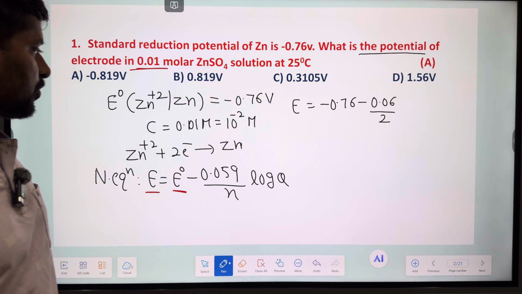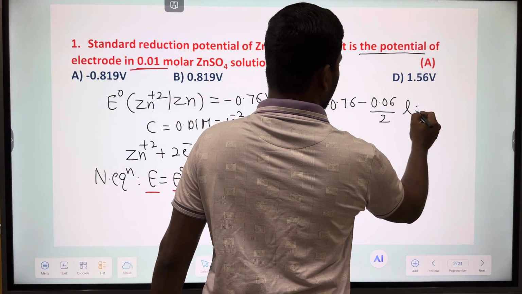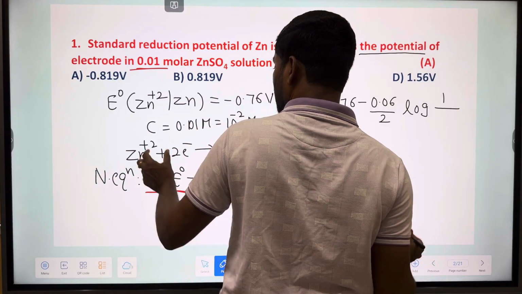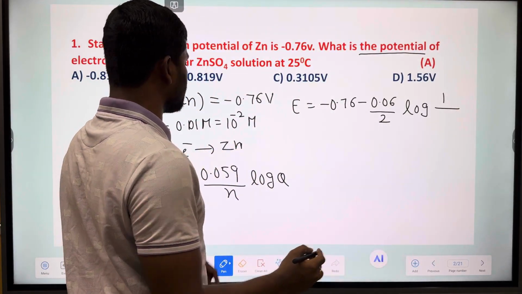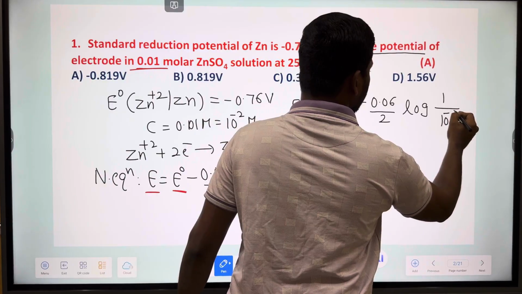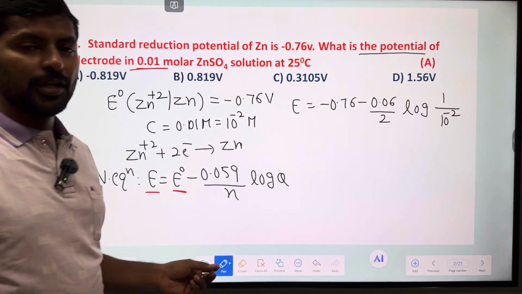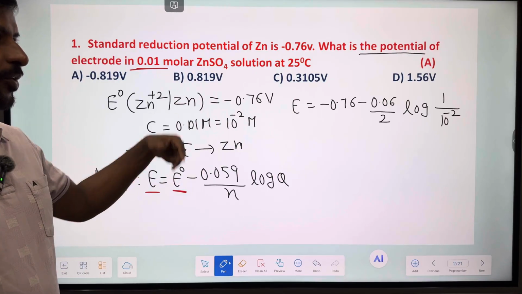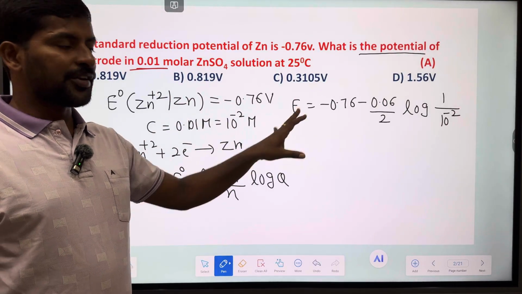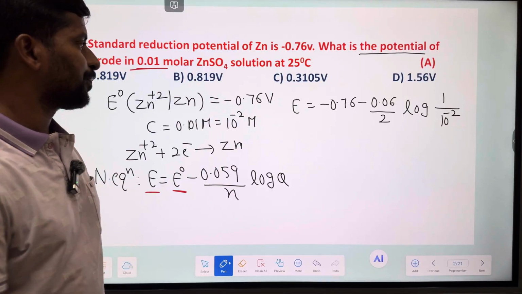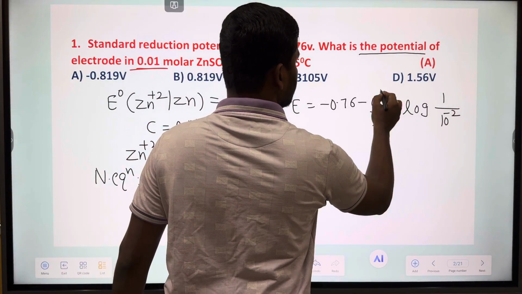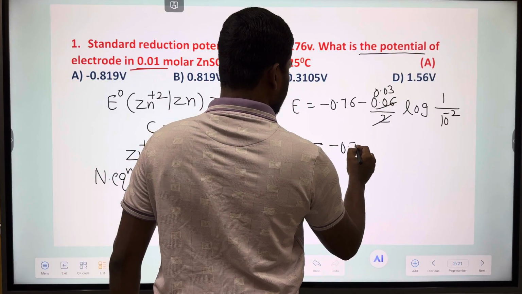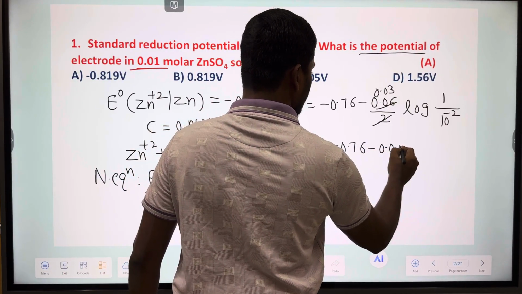The number of moles of electrons involved is 2, log of the product side. Are there any ions on the product side? No ion, so 1. By reactant side we have the ion. The concentration of Zn2+ is given as 10 power minus 2. And if gases are involved, we have to express their concentration by using pressure, for example 1 atmosphere, 2 atmosphere; like that pressure may be given, and we substitute it. So this is 0.03. So minus 0.76 minus 0.03.